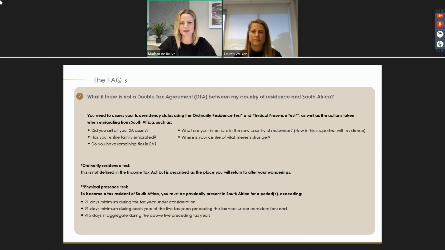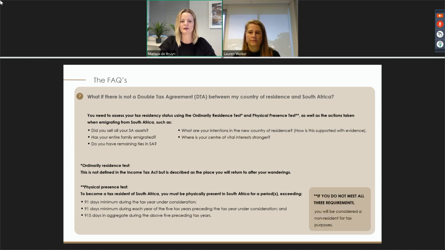If both those requirements are met, so a minimum of 91 and a total of 915, then you would become a tax resident of South Africa again. So it's always important to note, maybe in the 5th year, don't come for 90 days, come for 80 days, just to make sure that you're not meeting this test again. Those are the 3 requirements, and obviously you are then still considered a non-resident taxpayer. Correct. Okay, fantastic.